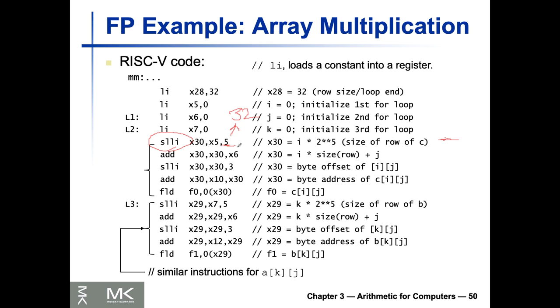So now we need to shift by 5, which is the size of the row. And then we have to do the indexing by J. That's the add, because we have multiplied, for instance, 3 rows here, and on the 4th row we don't need to multiply anymore. We just have to add the index. So that's an addition here, and that's a multiplication.